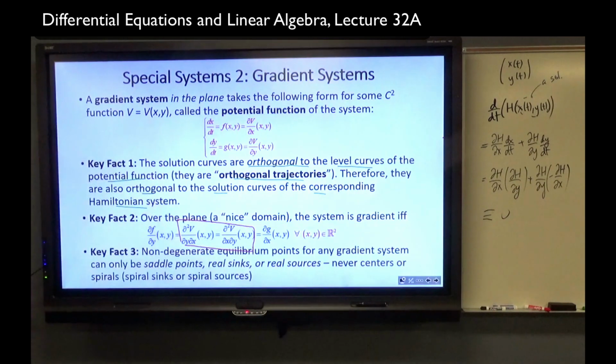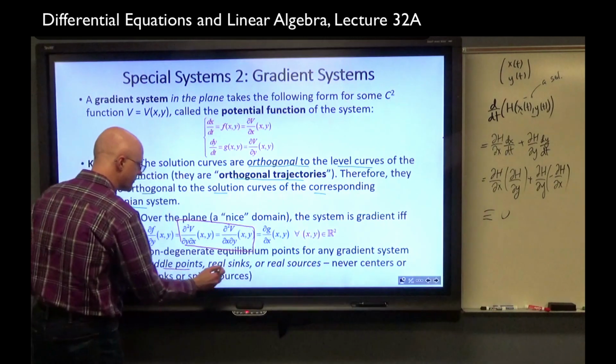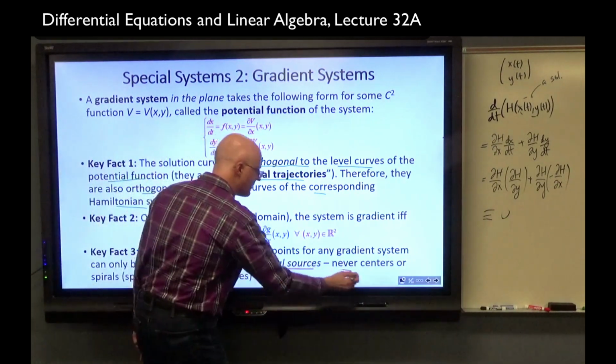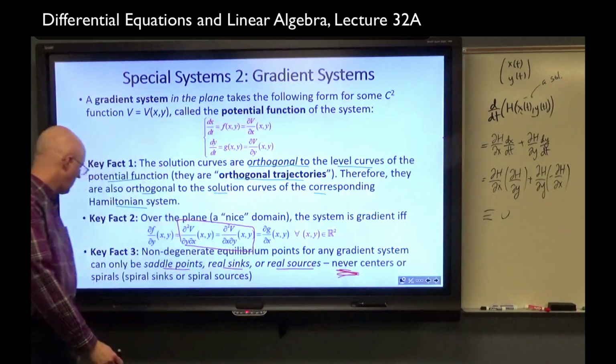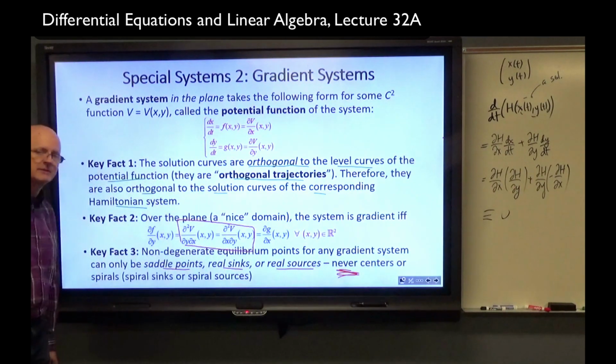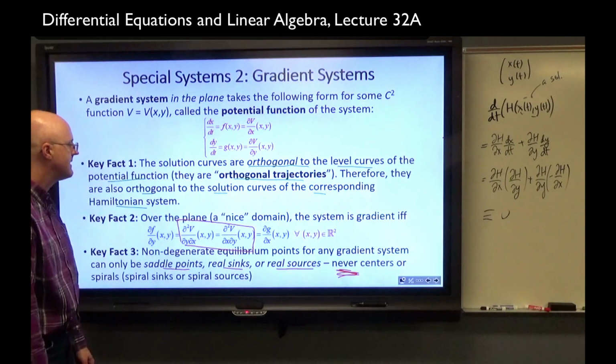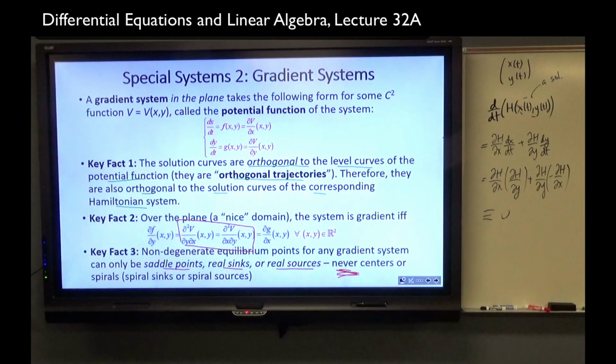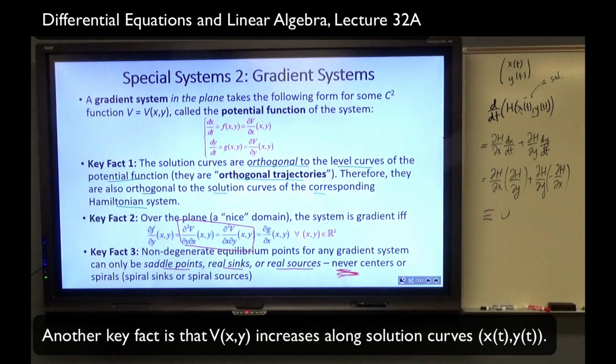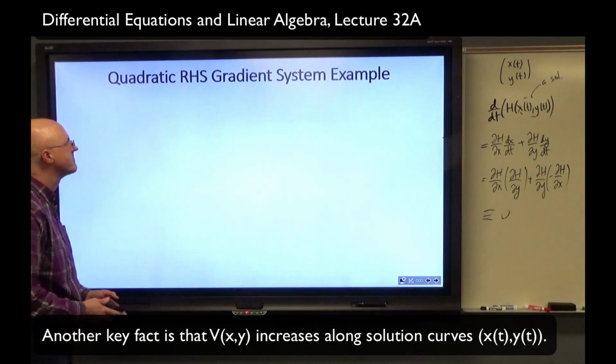That's your equivalent condition for being a gradient system, for there being a potential function, which you can find by integration, just like before. Key fact number 3: non-degenerate equilibrium points, where the eigenvalues are non-zero, for any gradient system can only be saddle points, real sinks, or real sources. Never centers or spirals, whether spiral sinks or spiral sources. Why would that be? Maybe you'd want to think about that geometrically based on what I've said so far. And then let's look at our examples. These are the dual examples to the Hamiltonian system examples.